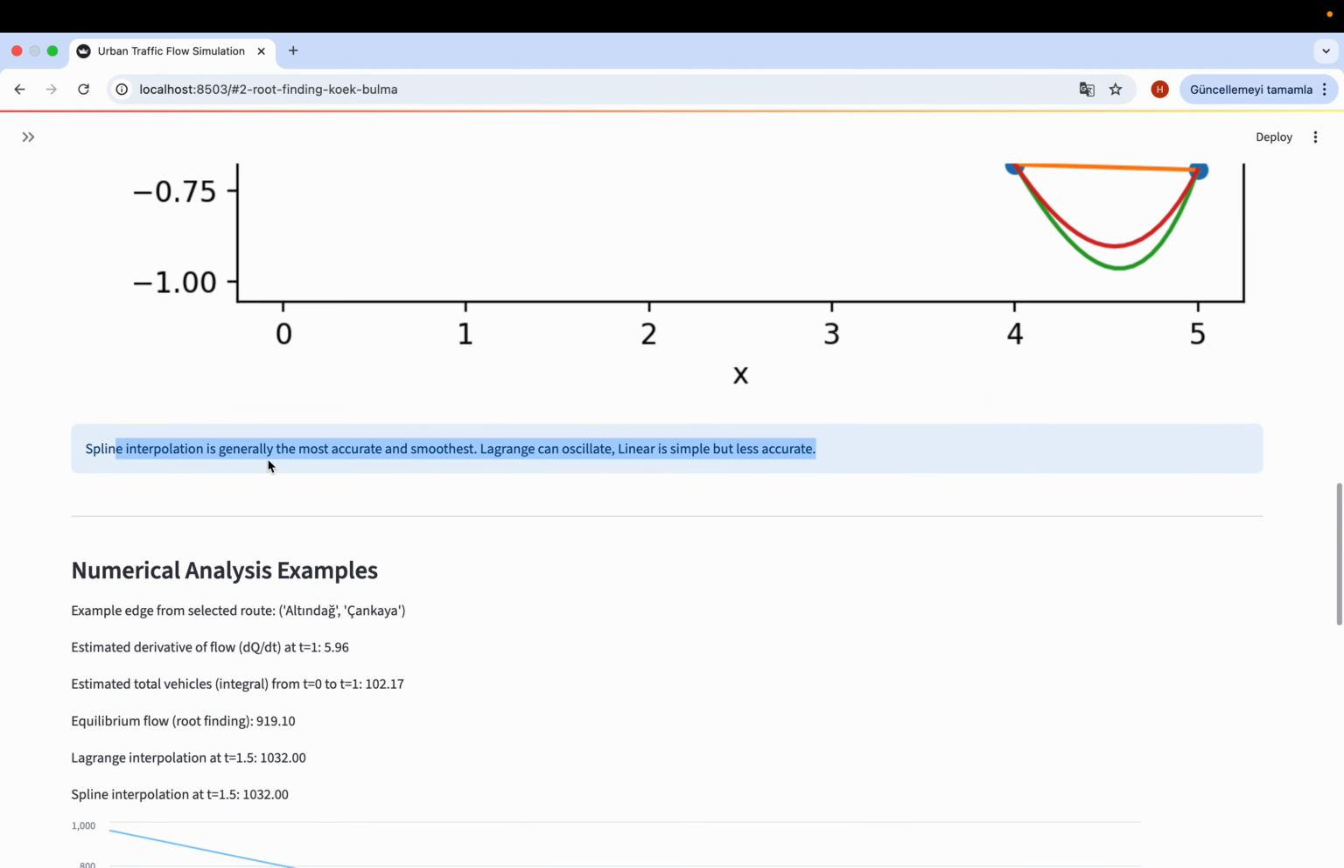Spline interpolation is generally the most accurate and the smoothest. Lagrange can oscillate. Linear is simple but less accurate.